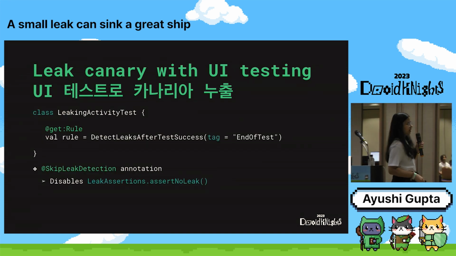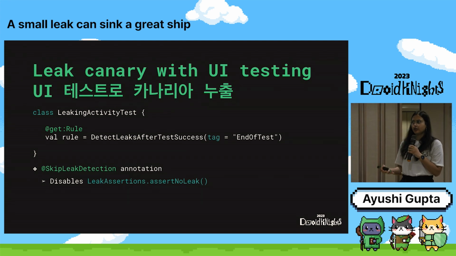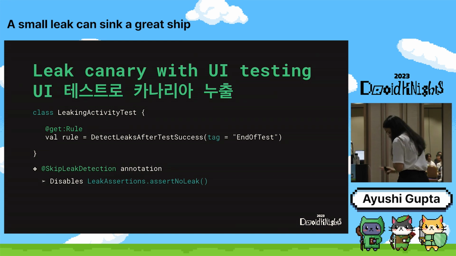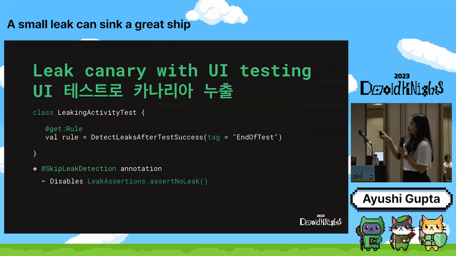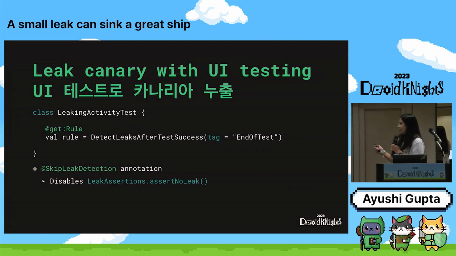But does it even make sense to write LeakAssertions.assertNoLeak in a test file which has a lot of test cases? Let's say you have a testing file with 10, 20 test cases. Then in that scenario, you would not like to write that. So we do have rules now. You can use this rule, and it will automatically execute the same code after every test.